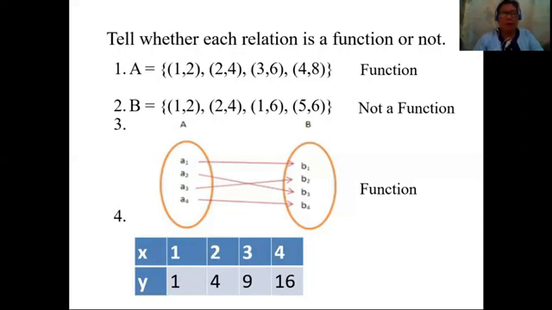And number 4, we have a table of values. The values of x are 1, 2, 3, and 4. And the values of y, we have 1, 4, 9, and 16. If we are going to express this in a set of ordered pairs, then we will have (1, 1), (2, 4), (3, 9), and (4, 16).